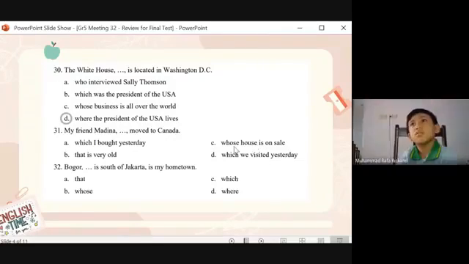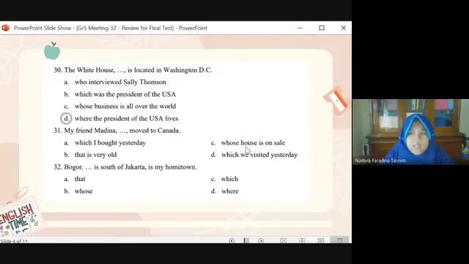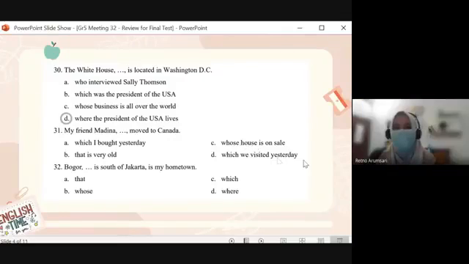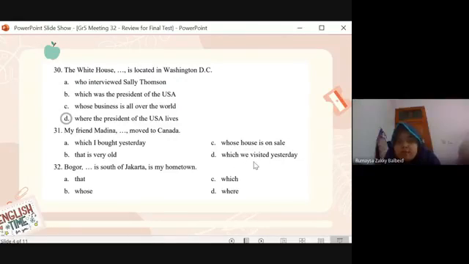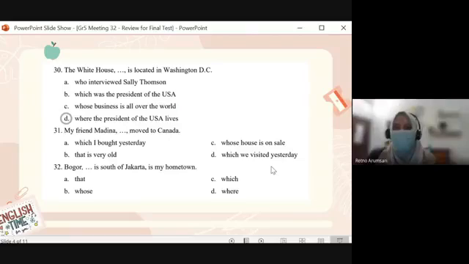Madina's house. This house belongs to Madina. Can I use D? No, we can't. Why not? Because in a non-defining relative clause, which is for things only, things or animals. So for people like Madina here, we have to use who.